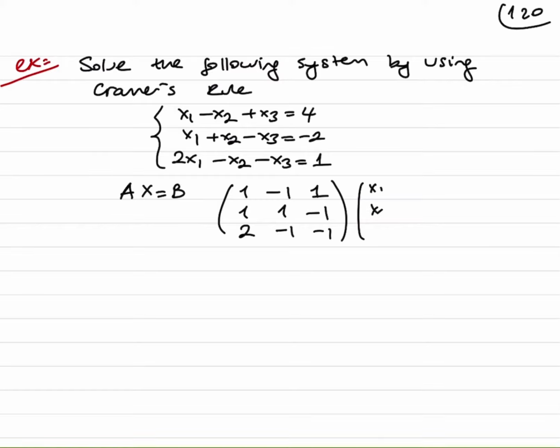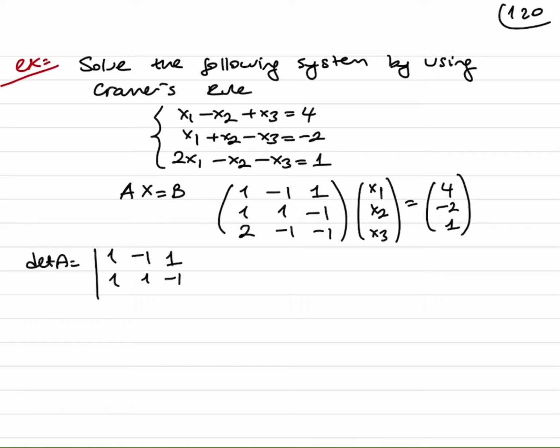So x1, x2, x3, which is equal to (4, -2, 1). Okay, let's compute the determinant of A first. So (1, -1, 1), (1, 1, -1), (2, -1, -1). So this is a 3 by 3 matrix. How do we compute the determinant?